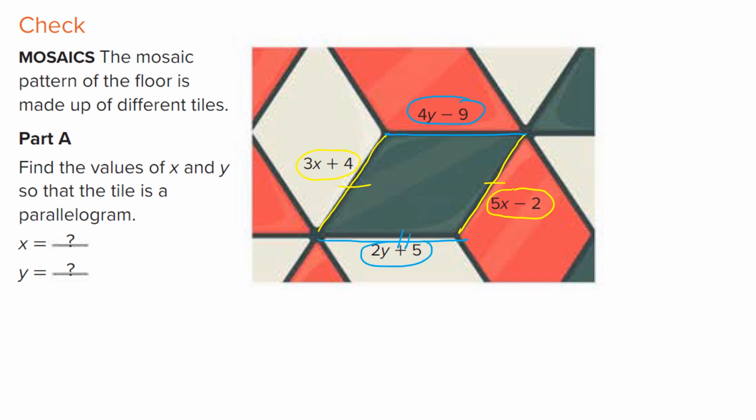These are going to be congruent as well, so they are going to be equal. So let's solve it: 3x plus 4 is equal to 5x minus 2. Opposite sides of a parallelogram are congruent. That's the theorem we are using.